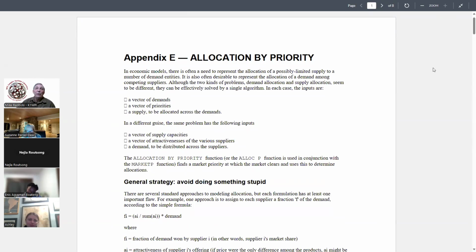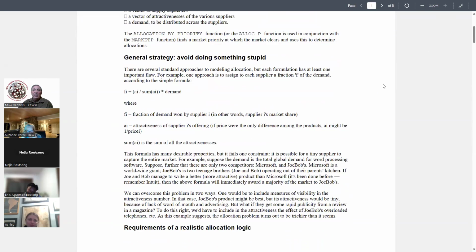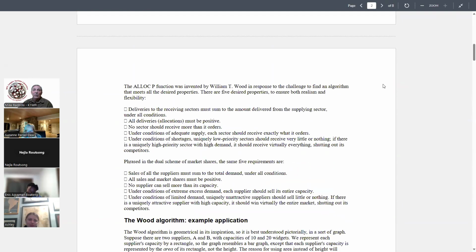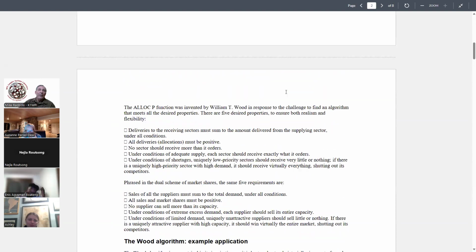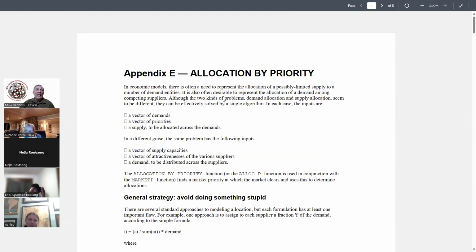And this comes from a study that was done by, what was the guy's name? Wood. It's the Wood algorithm, William T. Wood, WTW. It's the Wood algorithm that is embodied in alloc-P, allocation by priority in Vensim. Now, I think I've only used this once on a consulting job, and it's kind of clunky. So I don't use it very often.